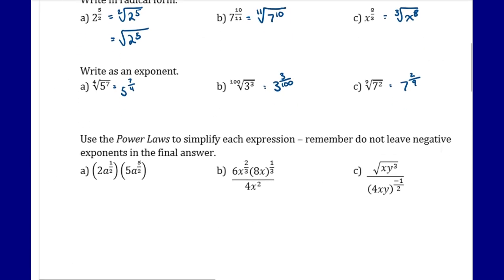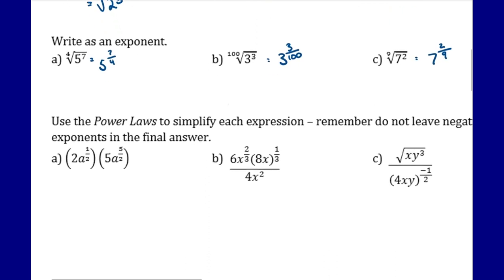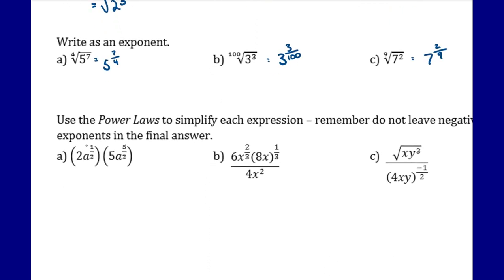So the next part, let's go through and use the power laws to simplify each expression, and let's not leave negative exponents in the final answer. Even though we have rational exponents, we're going to leave them as such until it's necessary to actually apply some of them. So we have 2a to the power of 1/2 times 5a to the power of 5/2.